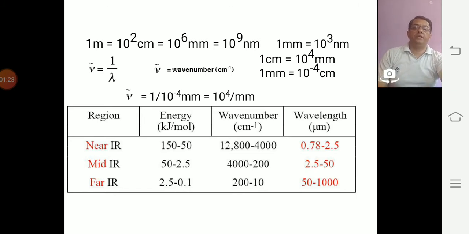In near IR, the energy is 150 to 50 kilojoules per mole, wave number 12,800 to 4,000 per centimeter, and wavelength 0.78 to 2.5 micrometers. In mid IR, energy is 50 to 2.5, wave number 4,000 to 200, and wavelength 2.5 to 50. Far IR, energy 2.5 to 0.1, wave number 200 to 10, and wavelength again 50 to 1000 micrometers.